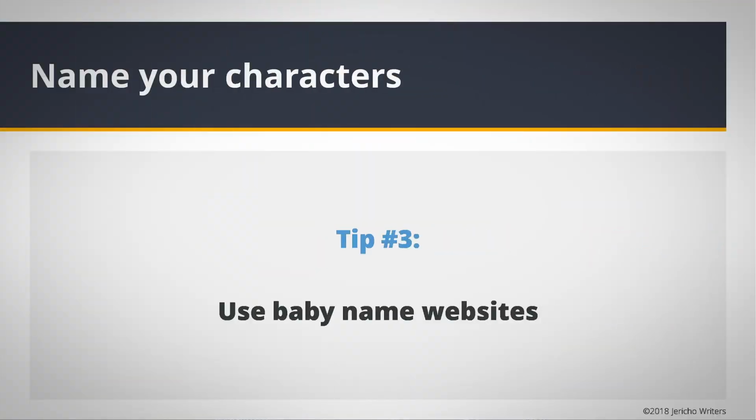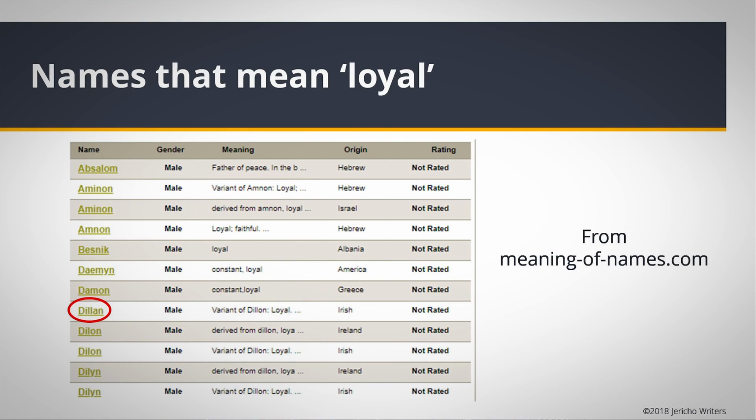Use baby naming websites. Baby name websites are obsessed with name meanings. They list the etymology of the name, its cultural connotations, and even where in the world it first originated. So did you think about what your character represents in your novel? Let's say that was loyalty. Simply type "names that mean loyal" into a baby name search engine, and we have a list of male and female names to choose from.